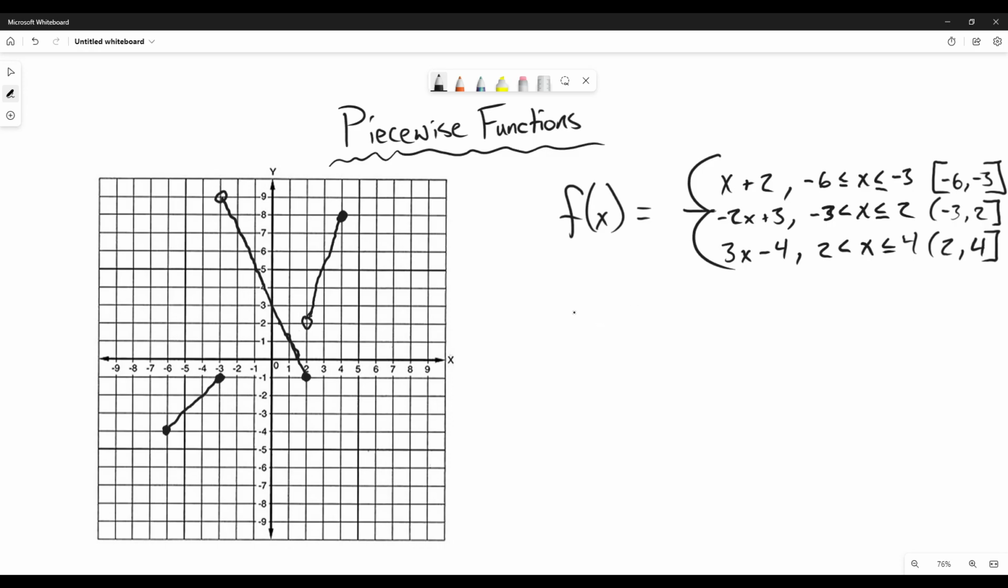I hope this was a good example of a harder piecewise function, and I hope this helped you learn more about how piecewise functions operate.